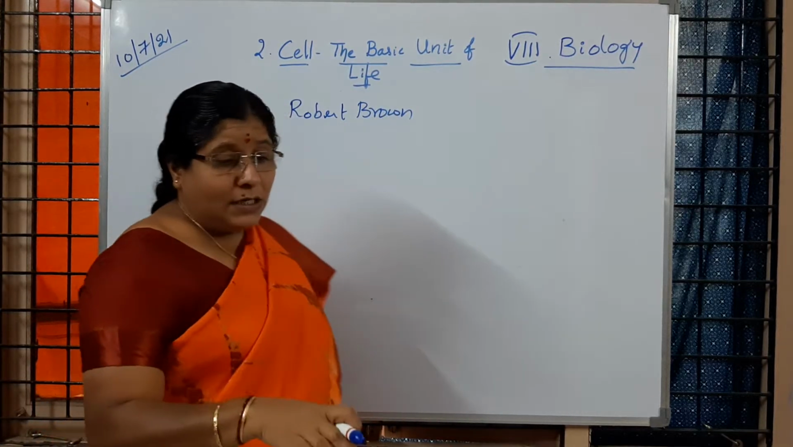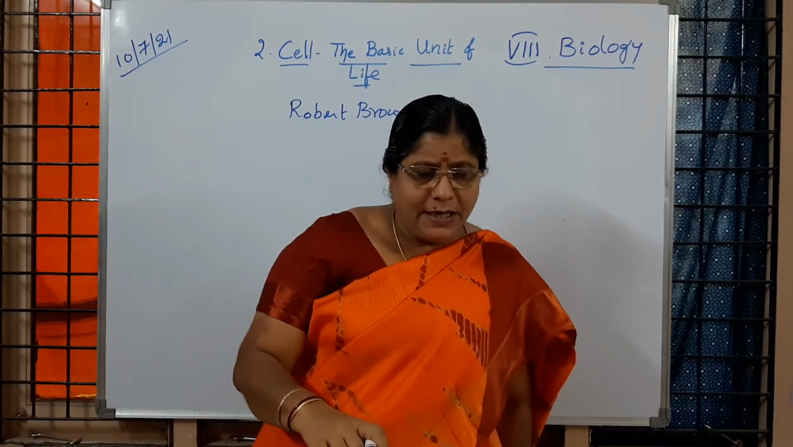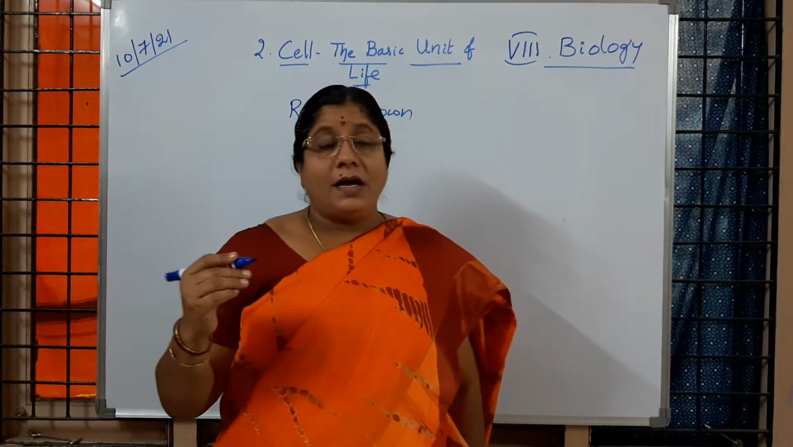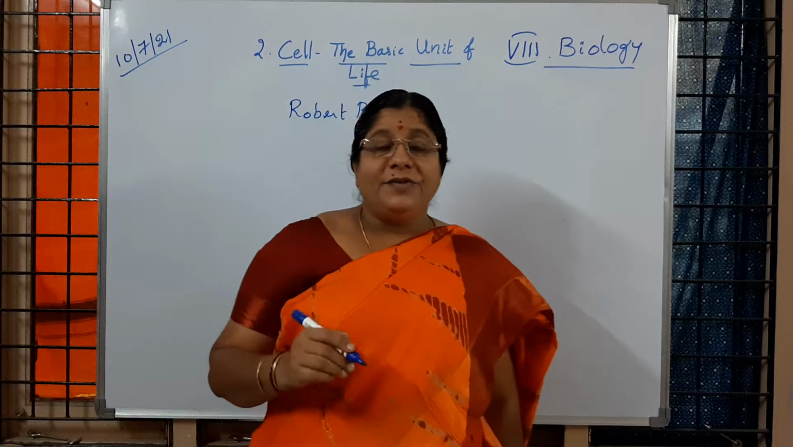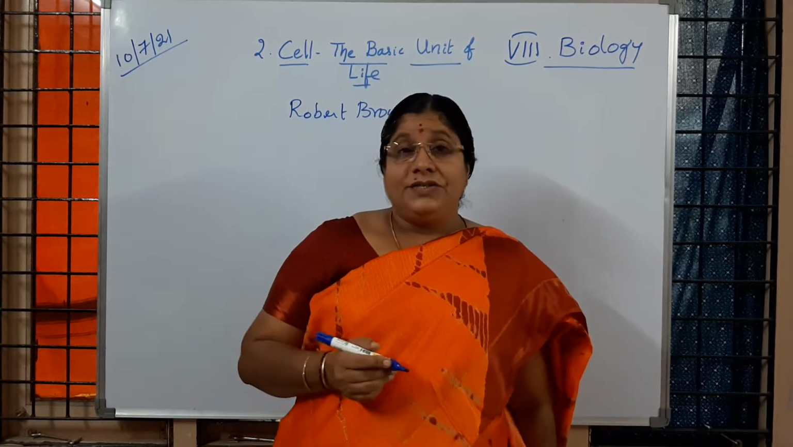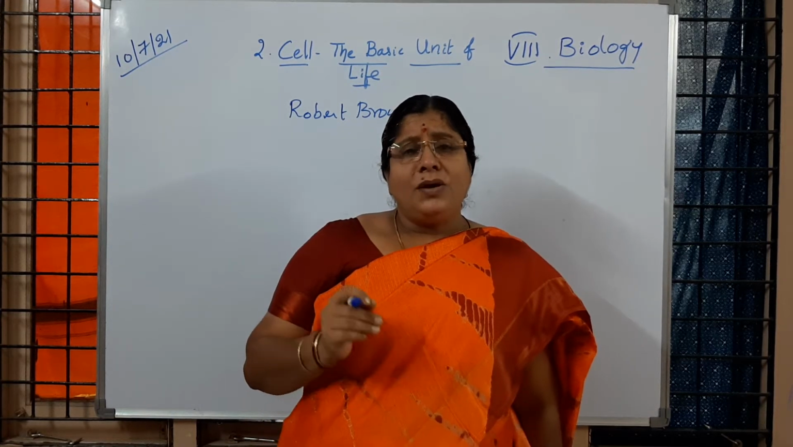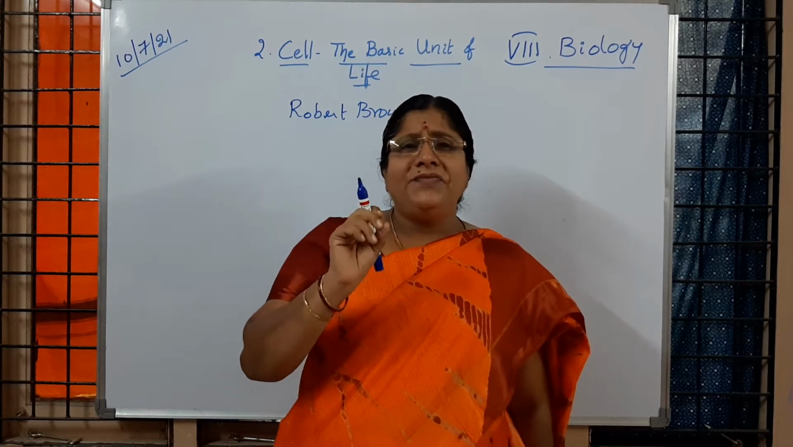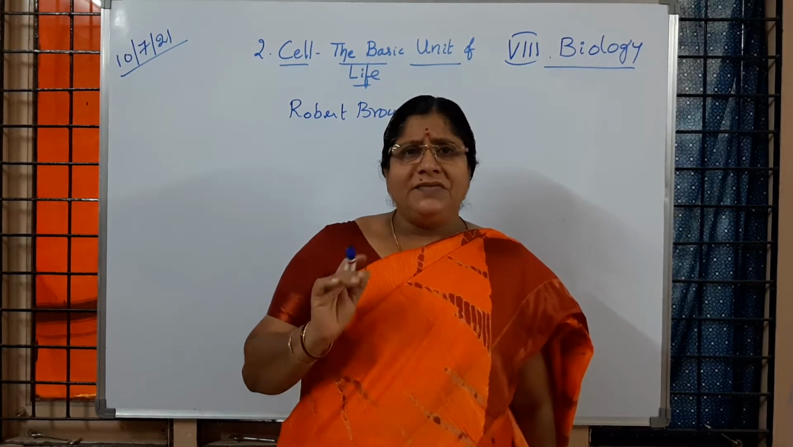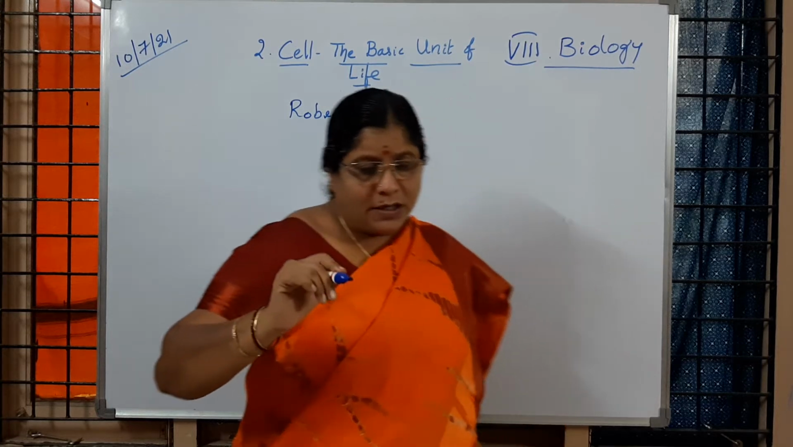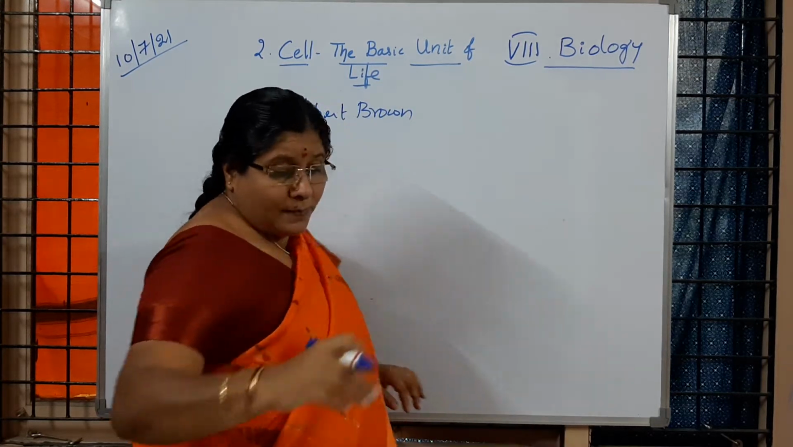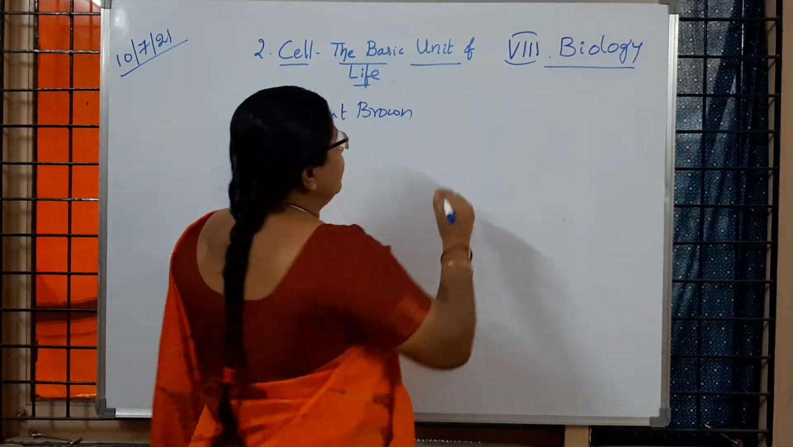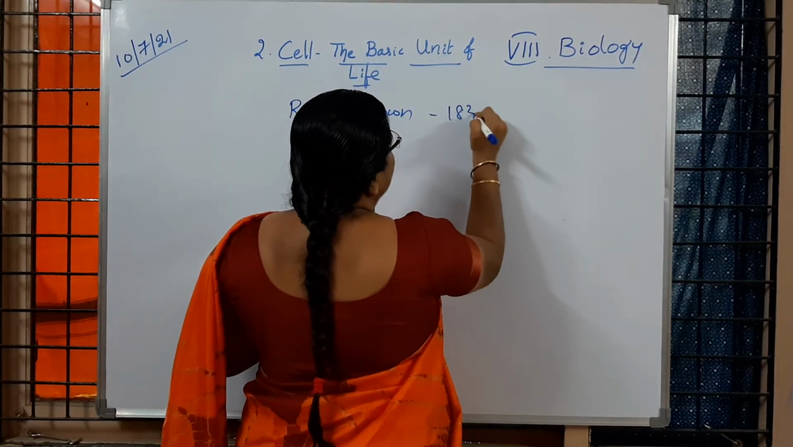what did he do? He observed different cells, like onion peel cells, any unicellular organism, or cheek cells. He found in those cells some significant structure. A significant structure was found. That is said to be by Robert Brown in 1831.